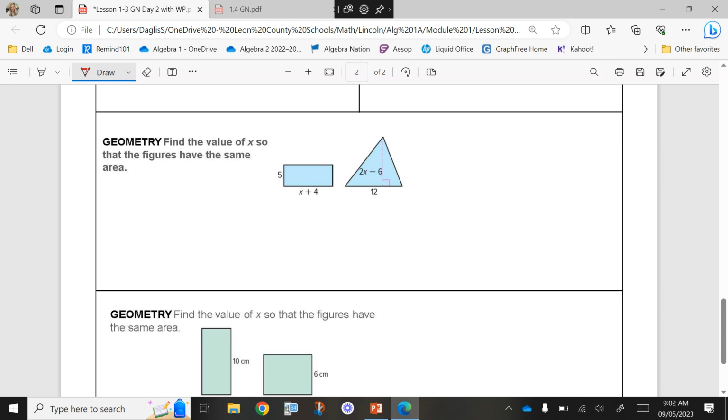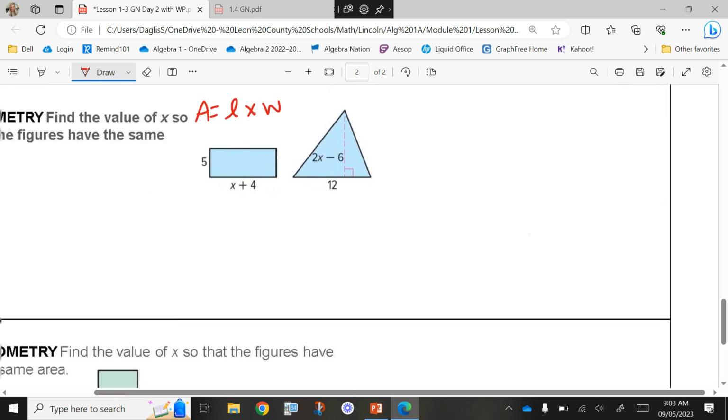Area equals, there you go, length times width. Just in general, without the numbers. So the area of a rectangle is going to be length times width. Okay, why is my pen doing this? Come on. Length times width. There we go. I'll zoom in for y'all.